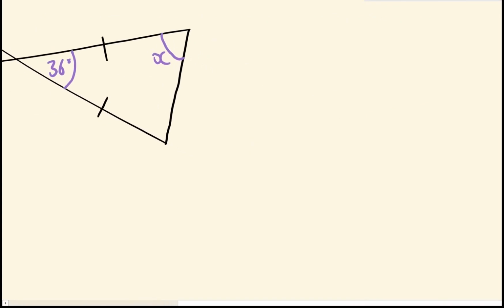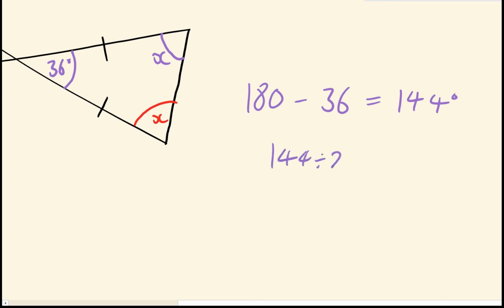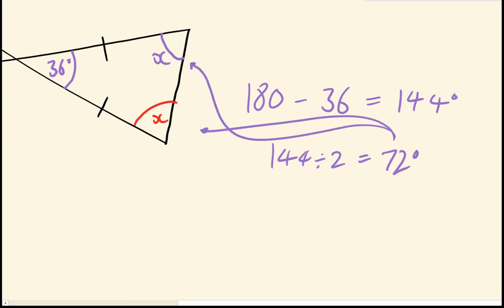Now it's like the last example we just went through. If this is x, then this must also be x. So we do the same trick as before. We do 180, take away all the angles we know, which is just 36 degrees. Because that is both the x's combined, that's two lots of x, we then must divide it by 2. So if you halve 144, that will give you 72 degrees, and that will be both these angles here.